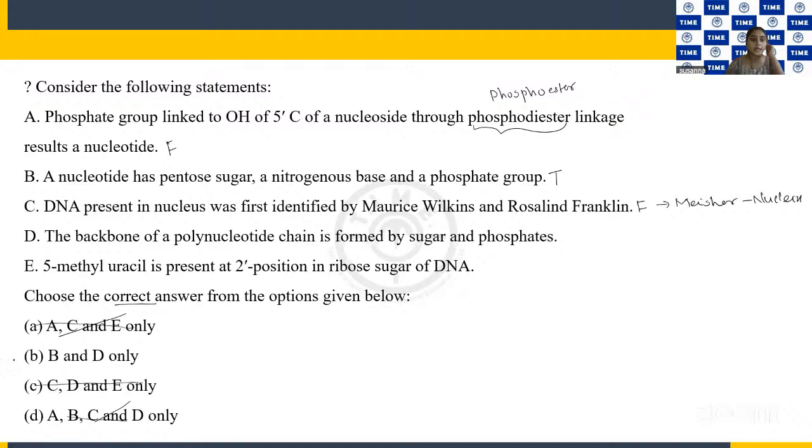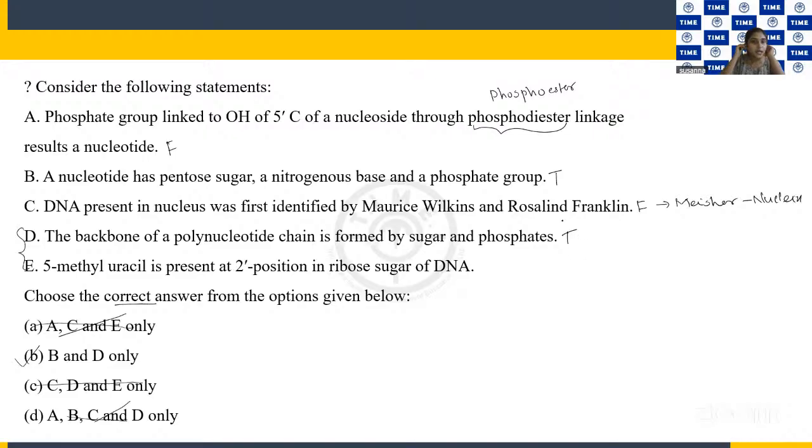So we already came into the option. The correct answer is B and D. So without reading these two statements, that is D and E, we can easily come and answer this question as option B, B and D only. However, we'll just simply read the left out statements. So one is, the backbone of polynucleotide chain is formed by sugar phosphate. Okay, that is a true statement.